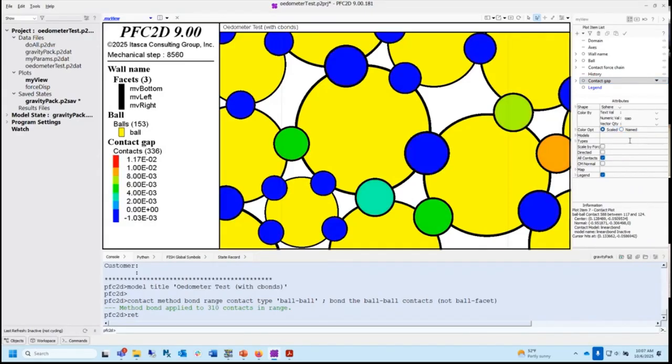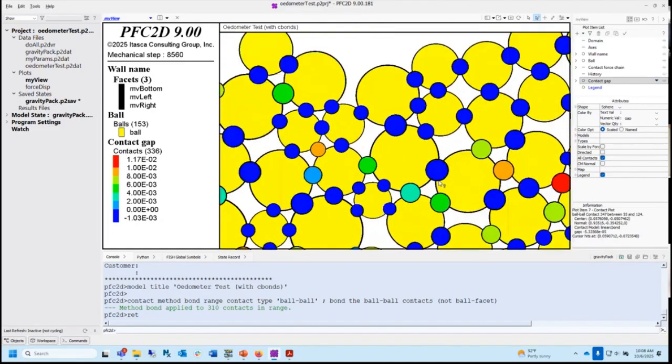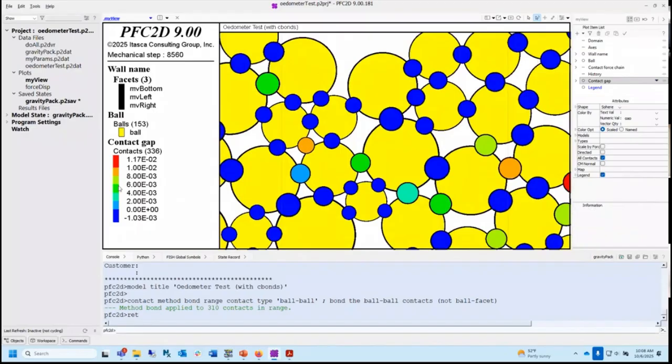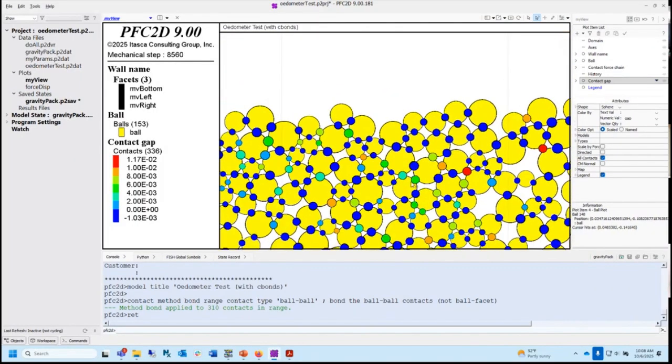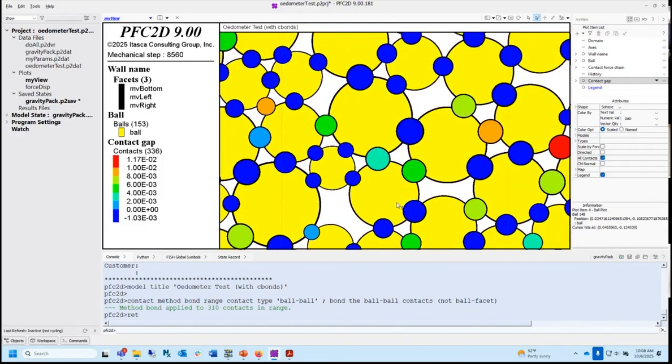Okay. Look at the gap. The gap, if it's negative, means it's overlapping. So it's only the blue guys that are going to get bonded. This green guy has a positive gap. This is a better way to think of it. It's only the blue guys that are overlapping. When I give that bond command, by default, it's only going to bond those guys. Are you with me? Yeah, makes sense.